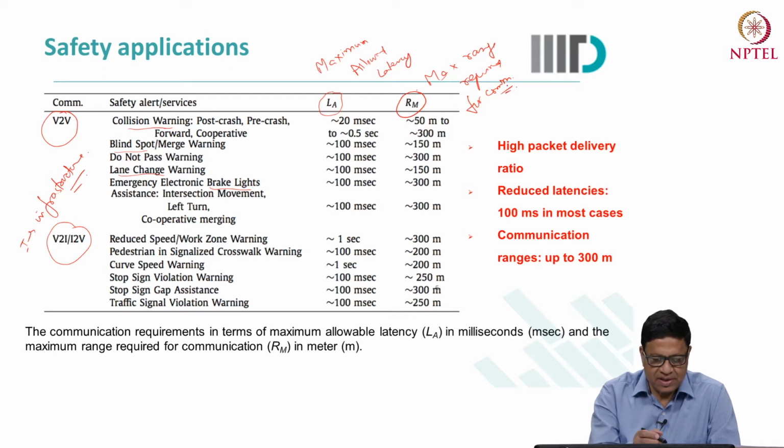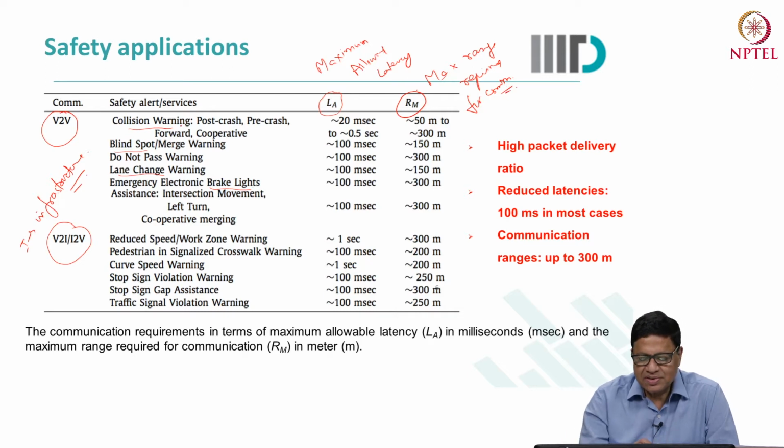So for example, take an example, collision warning. For example, you require an allowed latency of the order of 20 millisecond. And within 50 meters of distance, you should be able to communicate to avoid this collision.